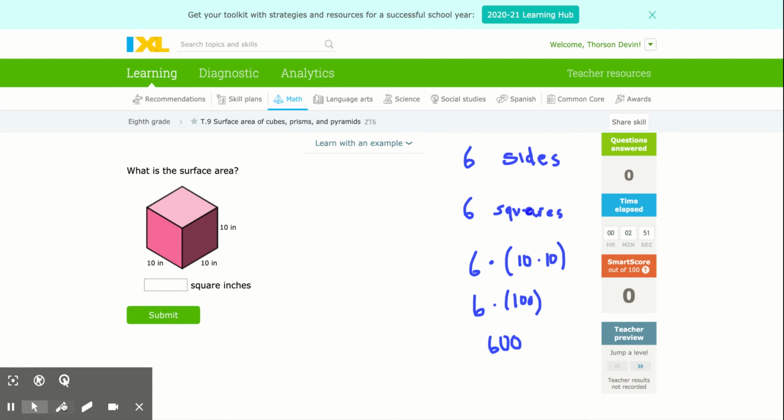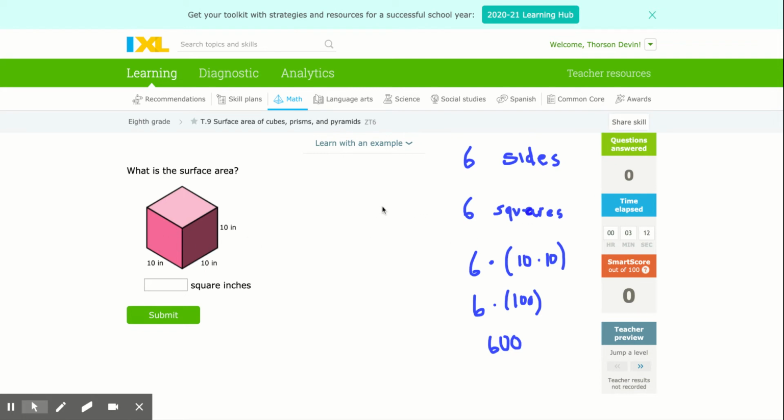Welcome. In this lesson, we're going to do a difficult lesson as far as it's tedious, and you've got to be very careful that you get every side, because we're doing surface area of cubes, prisms, and pyramids. What I first like to do is decide how many total sides there are. There's a total of 6 sides: 1, 2, 3, 4, 5, 6. 6 sides in a cube.